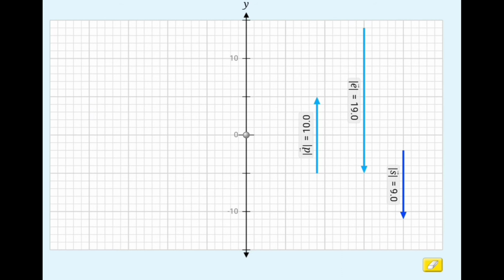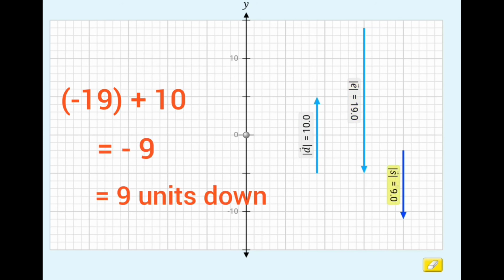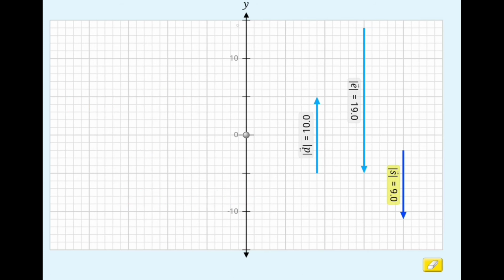Similarly, if I had vectors acting vertically, E is 19 units down, negative, D is 10 units up, positive. The sum of these two vectors is going to be 9 units downwards. Because according to this system of axes, upwards is positive on the Cartesian y-axis, downwards is negative. So the result is positive 10 plus negative 19 to give me 9 units down.